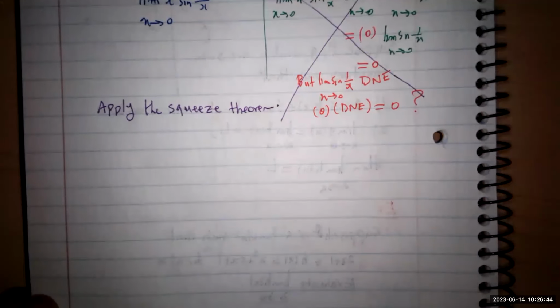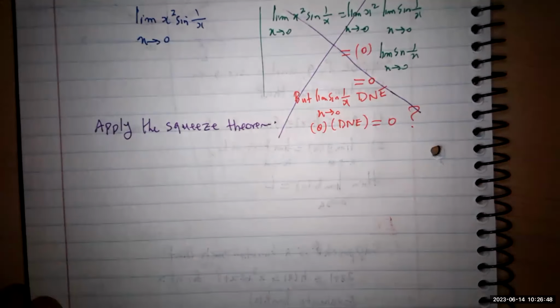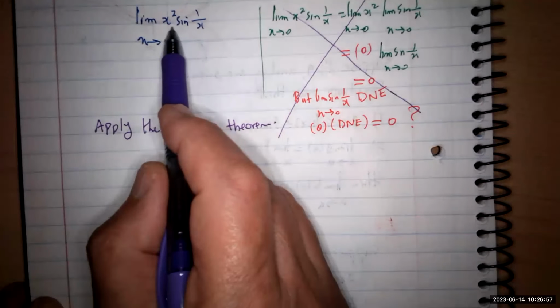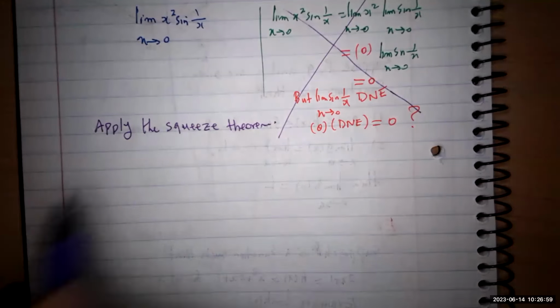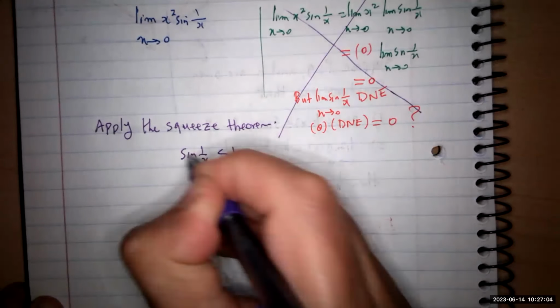Remember, to apply the squeeze theorem, you need an inequality. You have to squeeze this one into the two different functions. So in order to do it, we start with the sine. That's why they give you either the sine or the cosine. You know that the sine of whatever is always between 1 and -1.